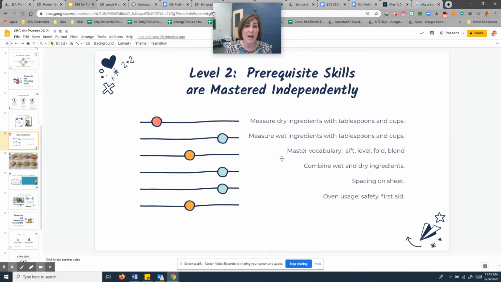So at level 1, let's go back down to the very bottom. At level 1, kids are doing all this with help from the teacher or with help from other students. Once they master all these skills and this vocabulary, once they've been able to check the boxes on all of those on their proficiency scale, they are officially at level 2 and they are ready to move on to mastery of level 3. So they're in this process of being somewhere between a 2 and a 3. They have mastered all the prerequisite skills, but they're not quite at mastery of making the chocolate chip cookies yet.